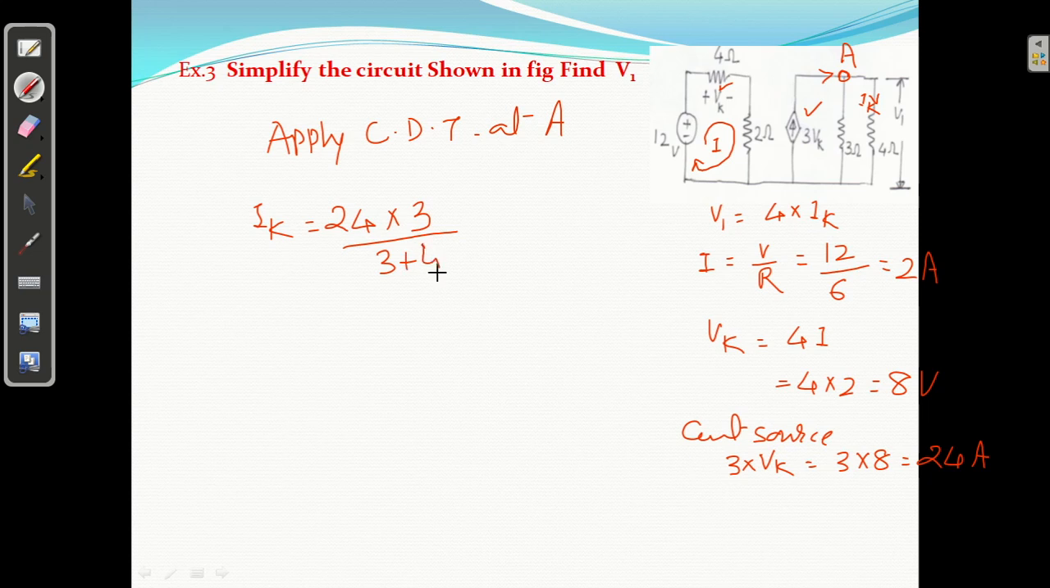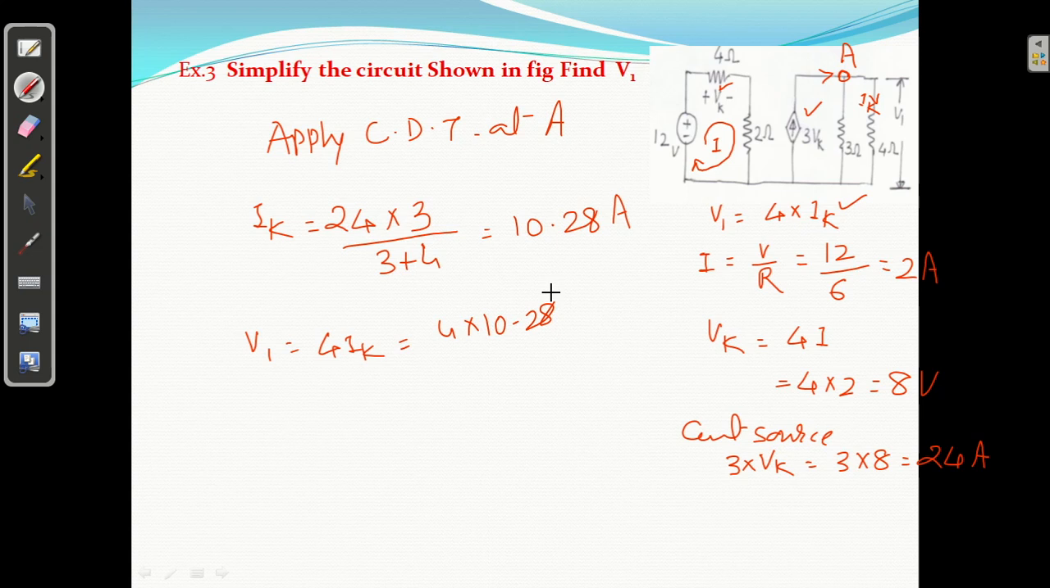So I am going to use the calculator. 24 into 3 divided by 7. I am getting 10.28, 10.28 ampere. So what is the value of V1? V1 equal to what? 4 IK, 4 into 10.28. So I am getting 41 volt.